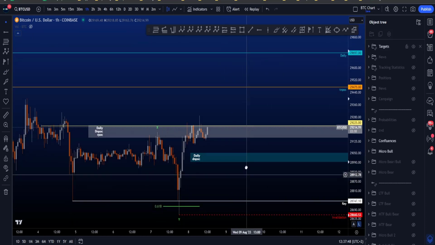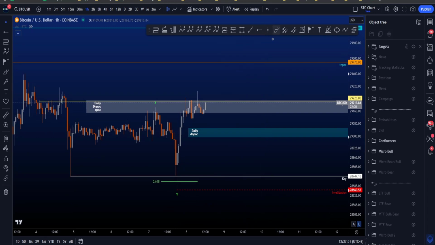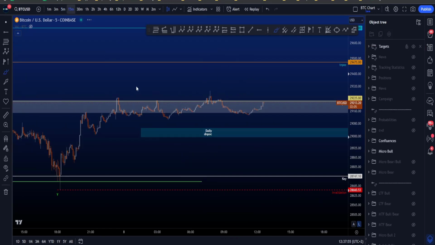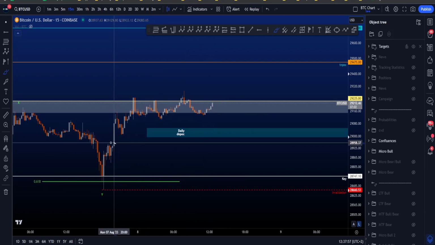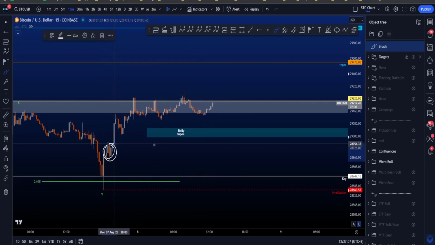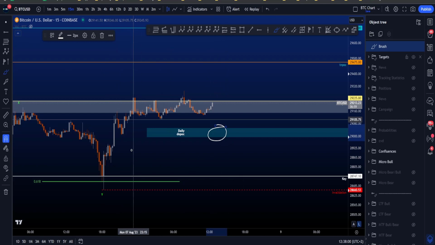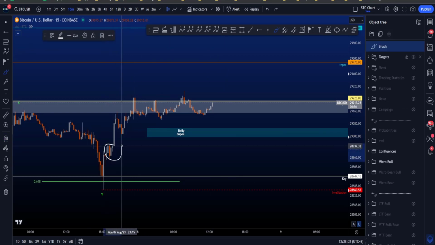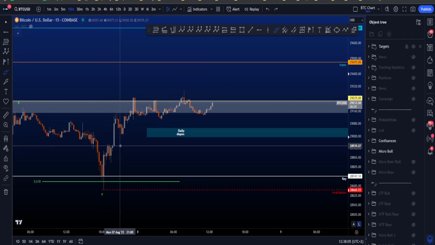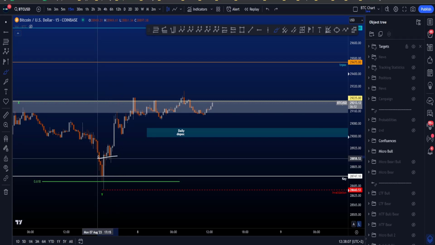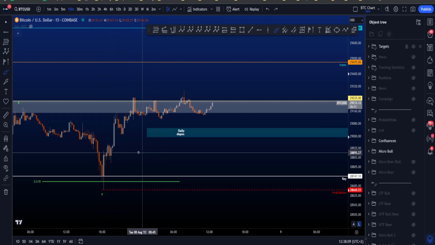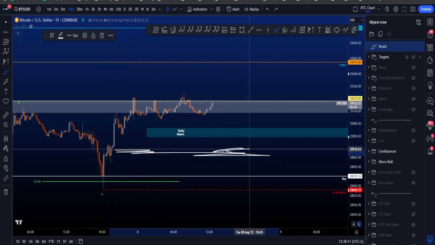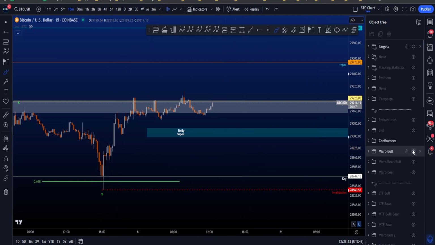If this support doesn't hold, I'll probably be looking for a deeper move to the downside towards the lows. That is mainly the if statement here, or we're going to see support over here. If price is going to go through this support area, then we can have a look at this order block, which is sitting around 28.9K, as you can see over here. So that could then be a potential order block for support, for then a move to the upside.